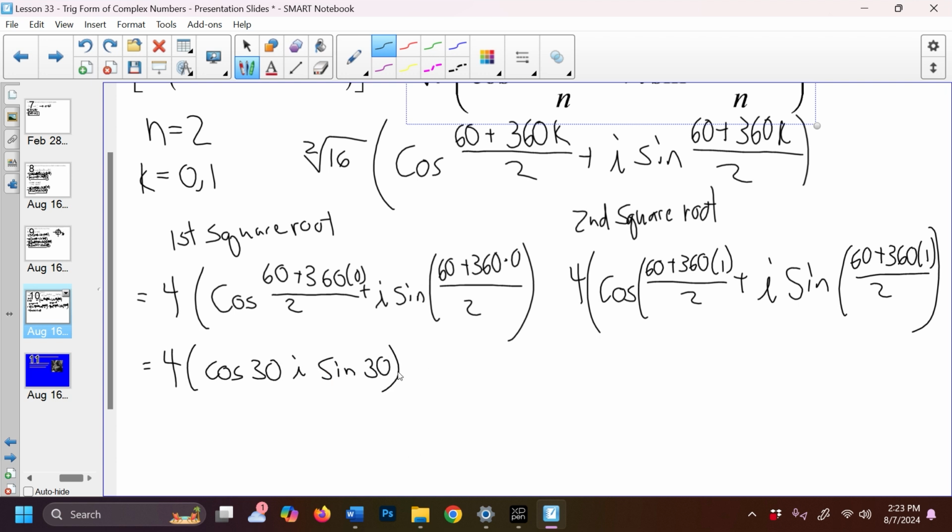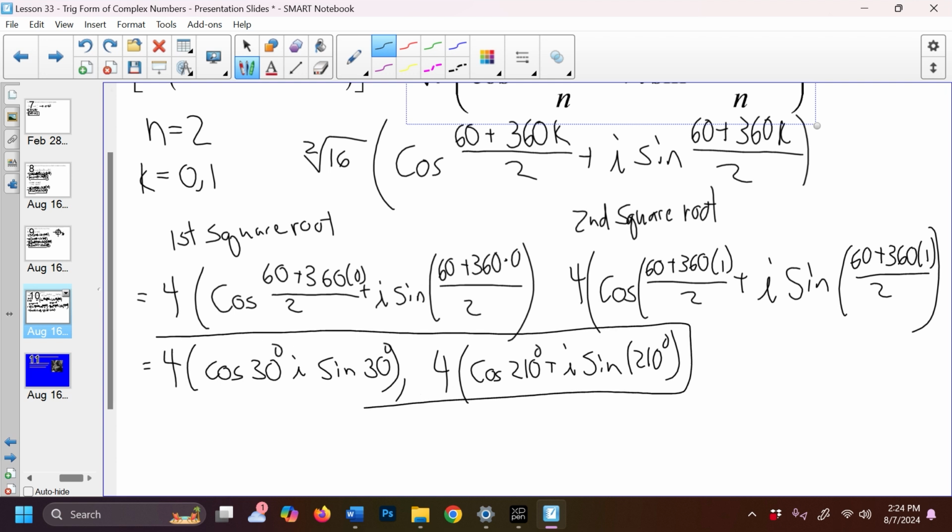And that's our first one. And then our second one will still be a 4 there. And then I'll have cosine, let's see here, 60 and 360 will be 420. 420 divided by 2 will be 210. Now 210 is on the unit circle, so I can leave it. And then I'll have the same value for sine. Put degrees on all of these things. And that will be my final answer.